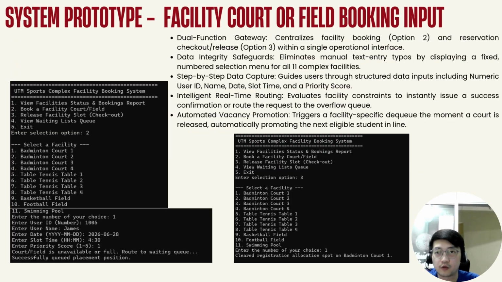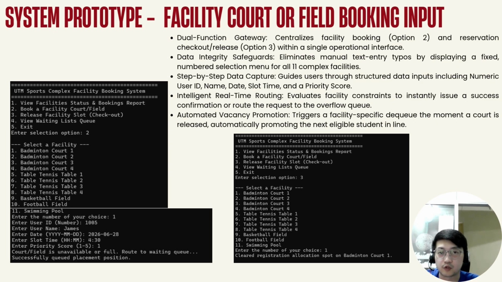Next, I want to highlight the core operational capabilities of our system's main workflow engine, which acts as a powerful dual-function gateway by centralizing both facility booking and reservation checkouts within a single user interface. To protect data integrity, the system completely eliminates manual text entry typos by displaying a fixed numbered selection menu for all 11 complex facilities.